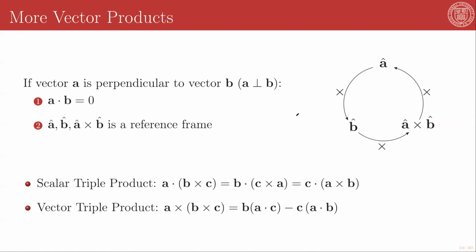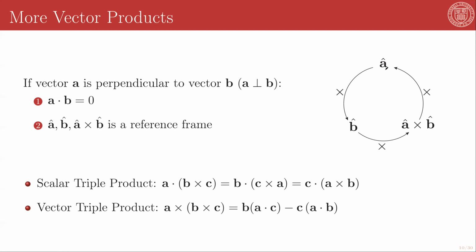the reference frame. If I have a vector A that is perpendicular to the vector B, which we'll denote as A perp to B, two things happen. First, A dotted into B is 0. So this is the first diagnostic for orthogonality for perpendicular vectors. If A and B are mutually perpendicular, then their dot product will be 0. And secondly, the direction A hat, the direction B hat, and the direction A hat cross B hat, or equivalently the unit vector of A cross B, form a reference frame, right? And this is tied into what you may have been taught as the right-hand rule.